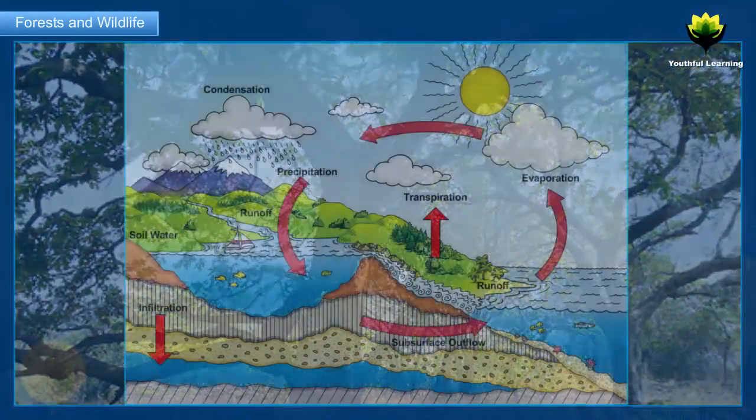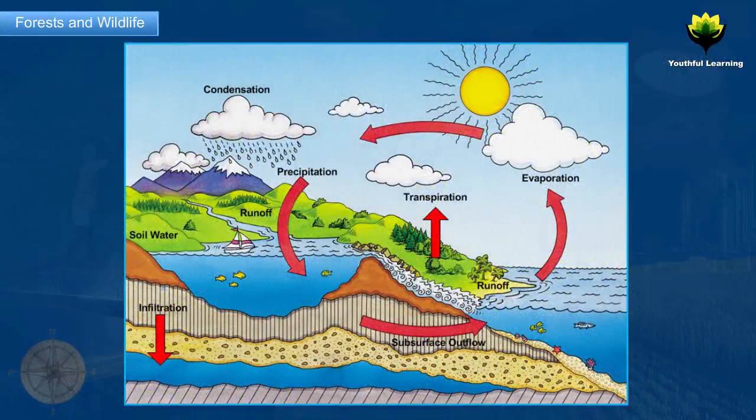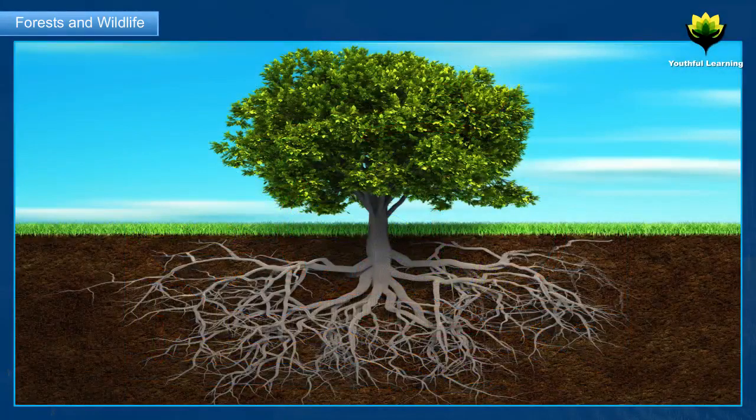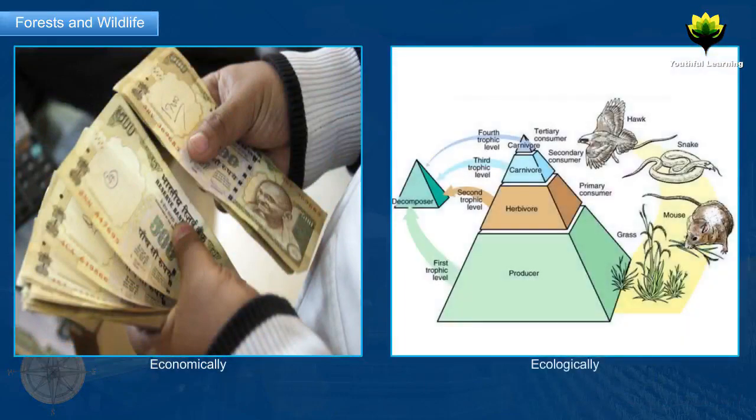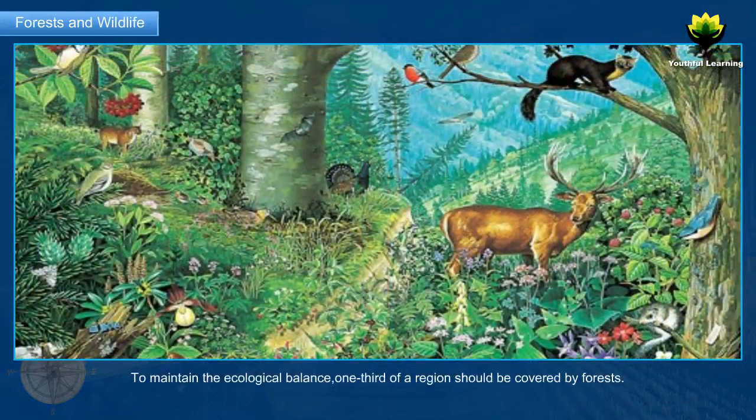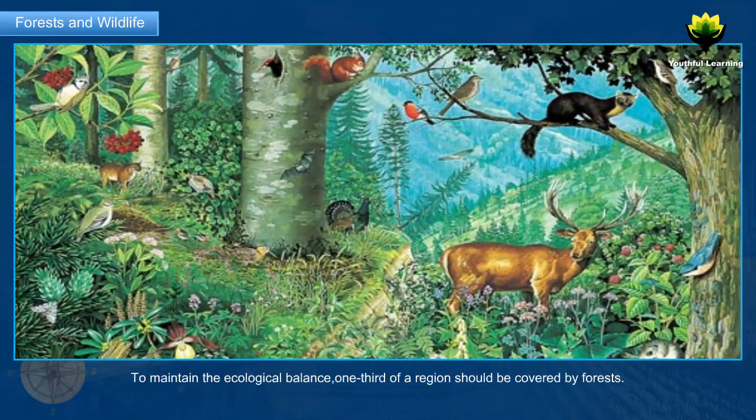Trees are part of the water cycle and lessen water runoff. Trees also bind the soil and prevent soil erosion. From the various uses discussed, it is clear that forests are important economically and ecologically. So, in order to maintain the ecological balance, it is suggested that 1/3 of a region should be covered by forests.